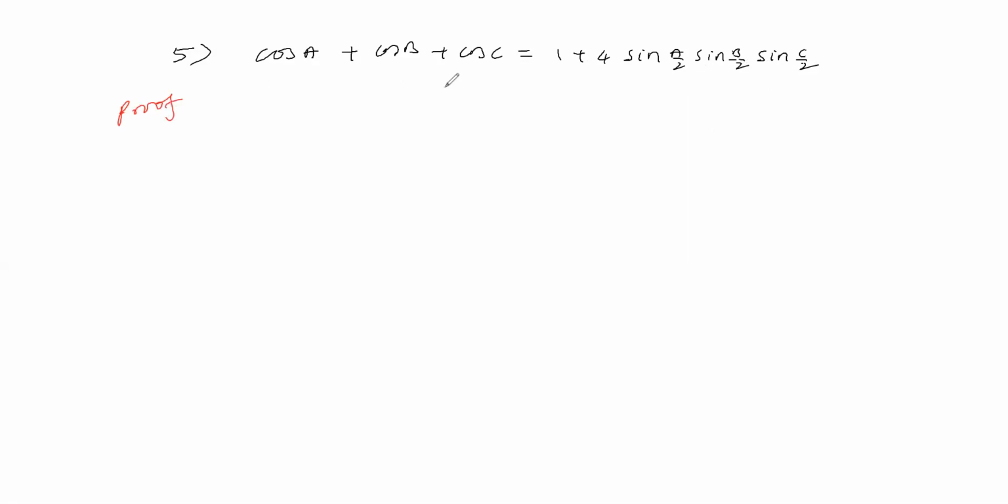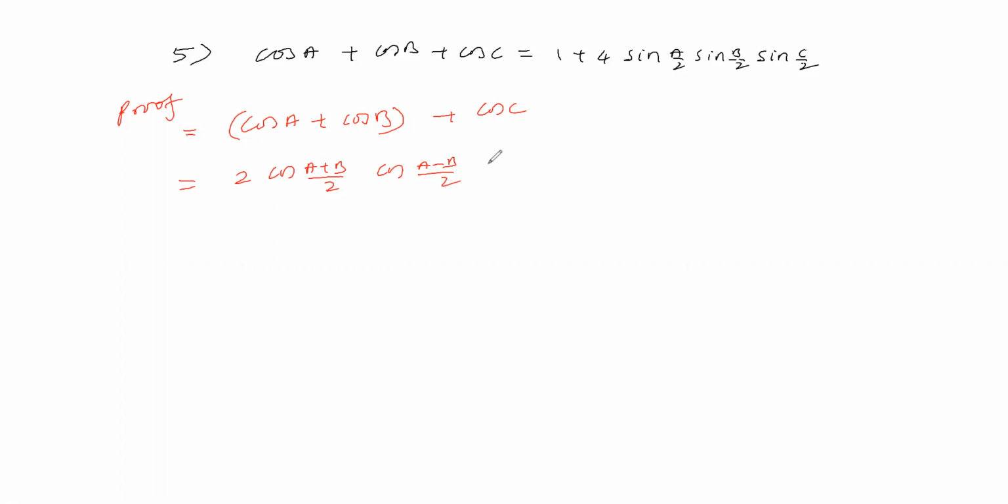Now listen here. We are writing these first two terms separately, cos A plus cos B, and the third term, cos C, we write here. What is the formula for cos A plus cos B? It is 2 cos((A+B)/2) cos((A-B)/2).